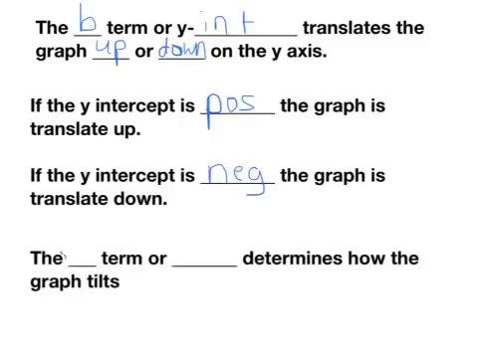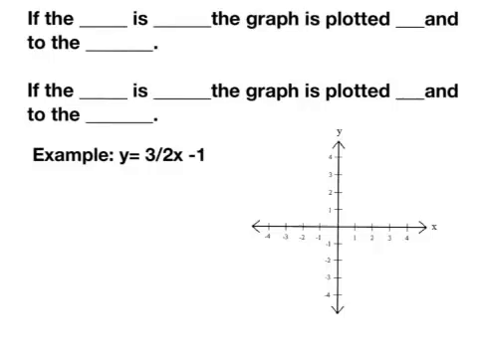The m term, or slope, as we've said in previous slides, determines how the graph tilts, or is it going to be a flat line, is it going to have an elevation to it, something to that effect. If the m term is positive, the graph is plotted up and to the right.